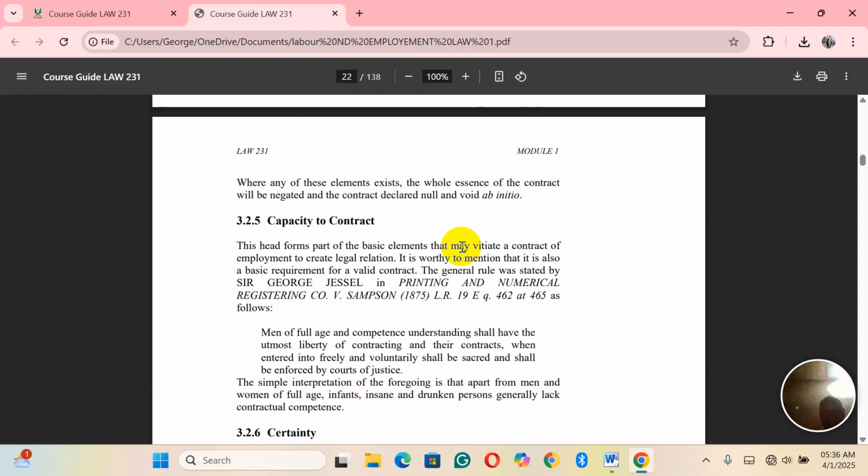Then looking at capacity to contract, I've explained some part of it: there must be a capacity to contract, and the person must be ready. It is worth mentioning that this is also a basic requirement for a valid contract of employment, to create a legal relationship. So the person must have the power to do it. Similarly, it is generally accepted that apart from men and women of full age, infants, insane persons, and drunkards generally lack the contractual capacity to contract.